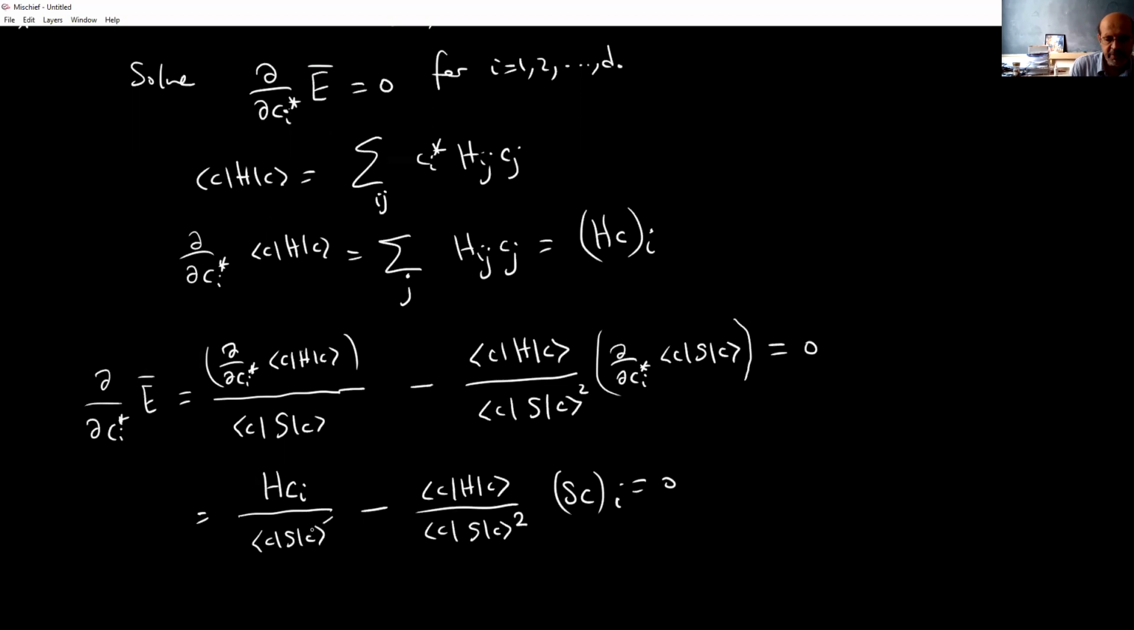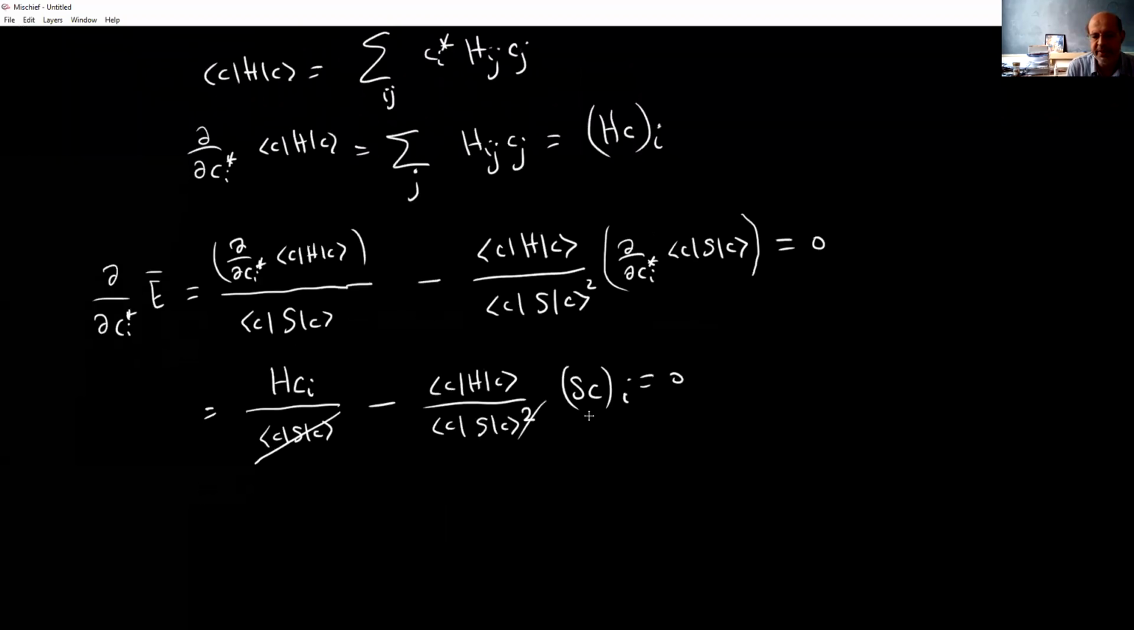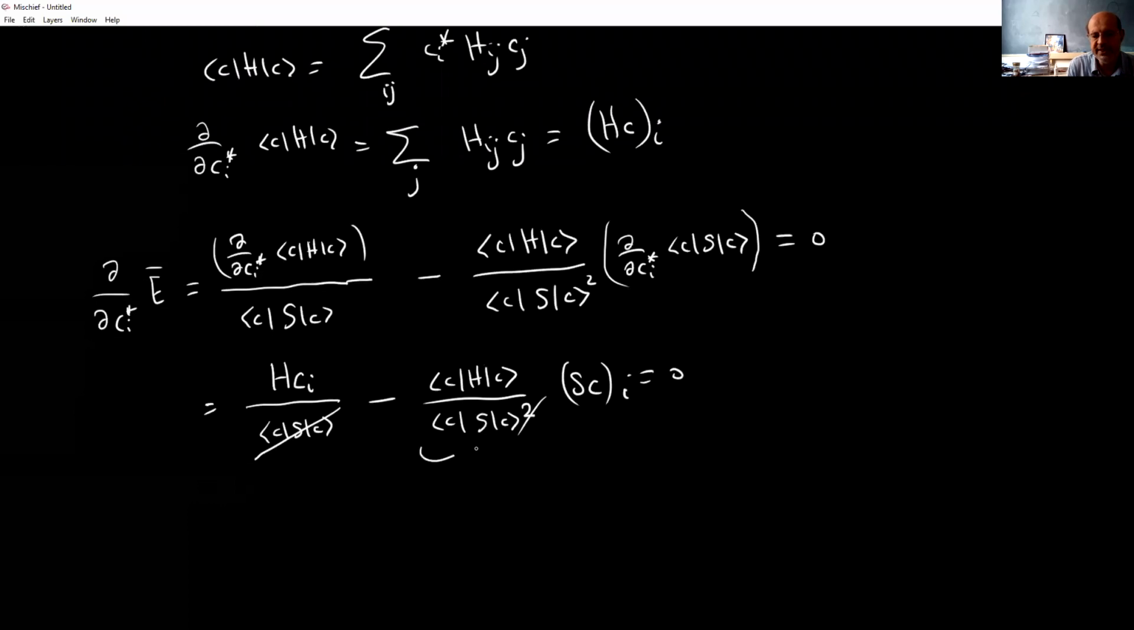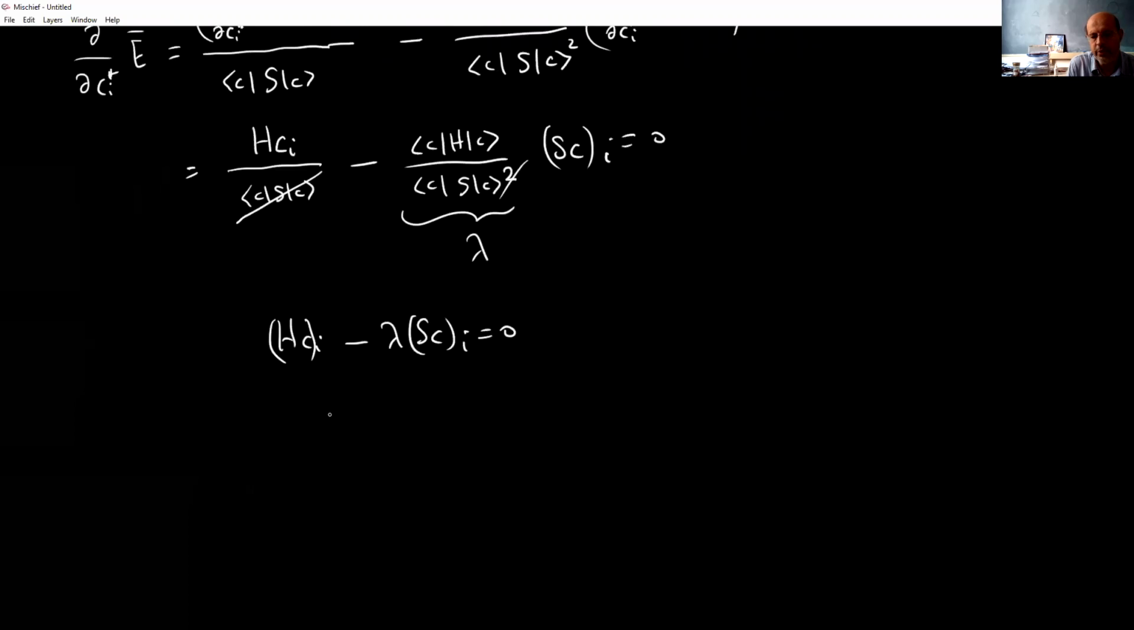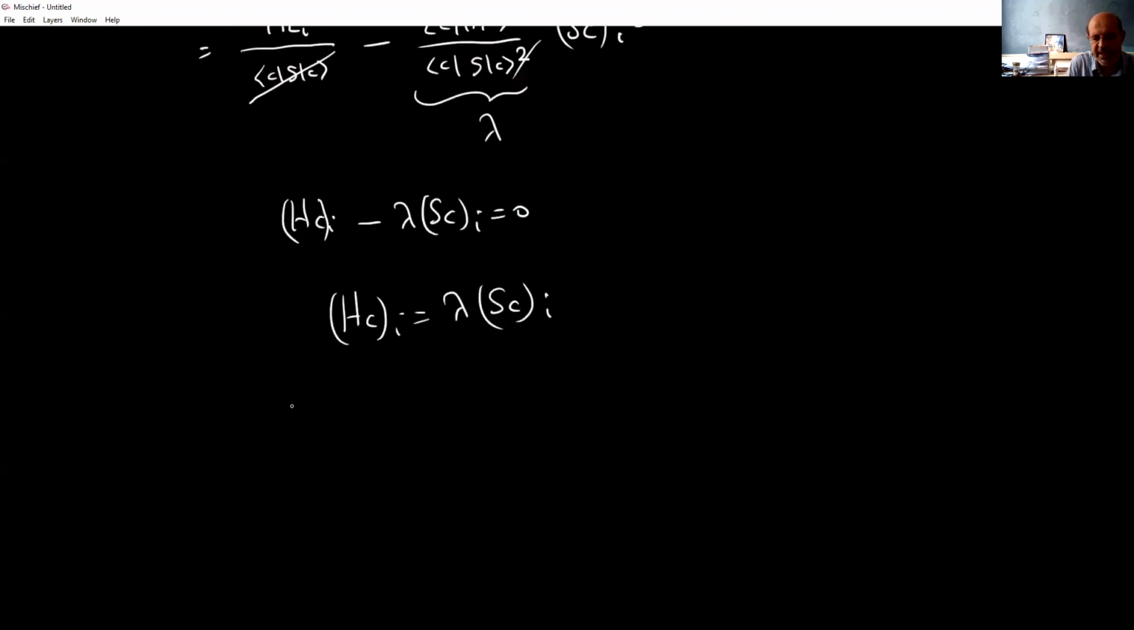What we do is I just multiply the equation by this expression so that this square just disappears. And I just call this number lambda. So as a result, the equation basically reduces to HCi minus lambda SCi equal to 0. Or you can think of it like this: HCi is equal to lambda SCi. All right, well, whatever. This is basically the generalized eigenvalue equation.